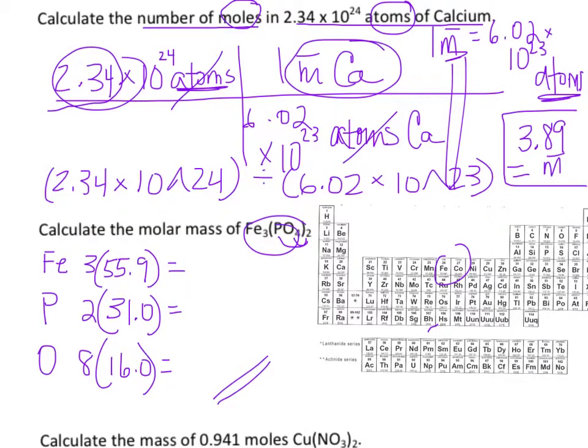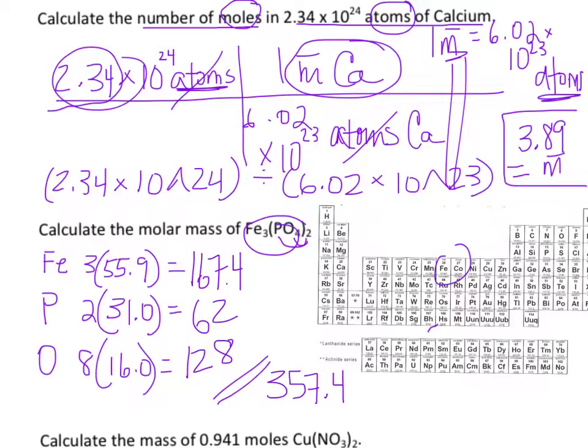Okay, so when you multiply that out, 55.9 times 3 is equal to 167.4. 31 times 2 is obviously 62. And oxygen, 8 times 16 is 128. So your molar mass for Fe3(PO4)2 is 357.4 grams.